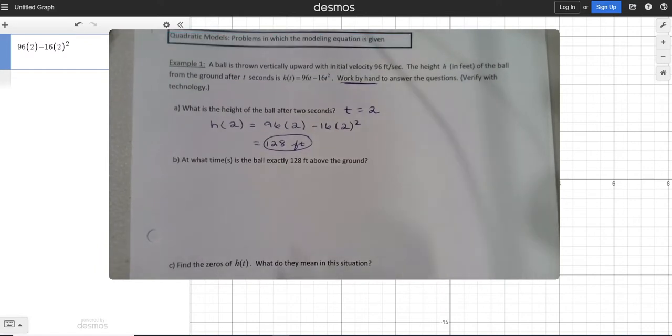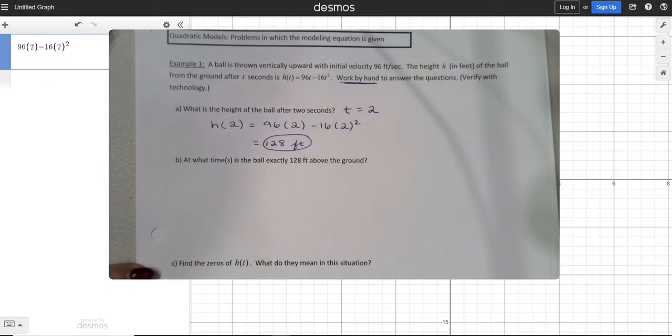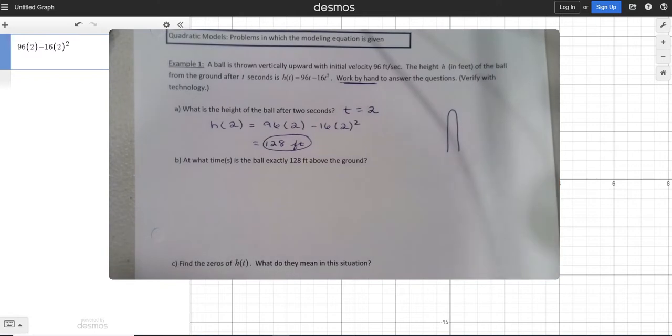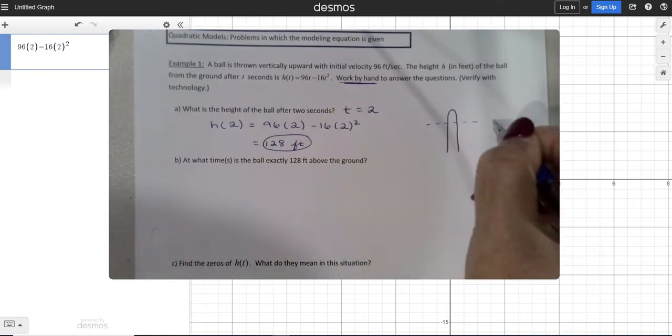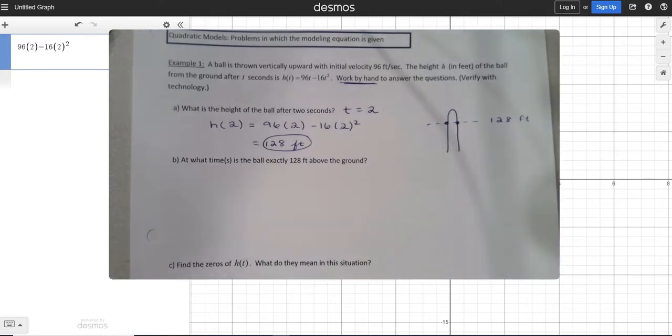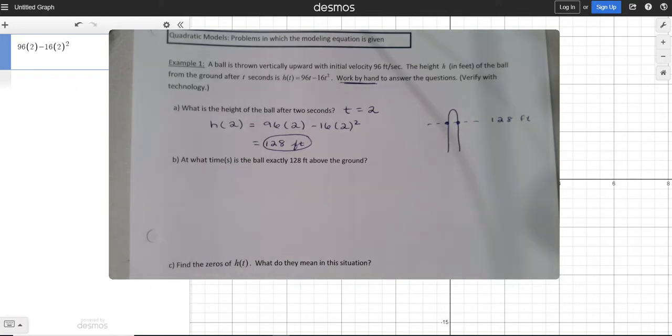All right. Question B may seem like we already know the answer. It said at what time, but possibly times, is the ball exactly 128 feet above the ground? Now we saw already in part A that that happens at 2 seconds. But if you think about it, if you throw something up in the air and allow it to come back down, in actual fact, any particular height, like 128 feet, really it would make sense if there were 2 different times that that happened, once on the way up and once on the way down, right? So I'm expecting to get t equal 2, but I think I'm probably going to get a second time as well. Let's try it out.